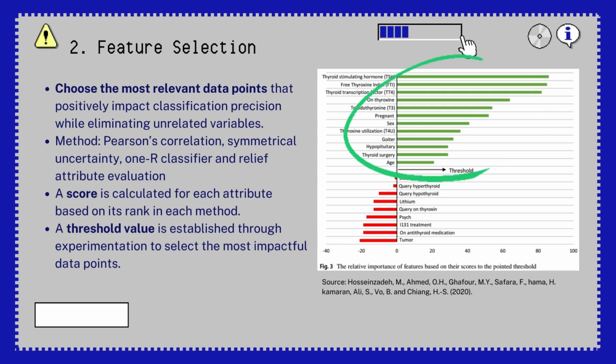Eventually, 12 features, in green, were chosen based on Pearson's correlation as it yielded the best results and aligned with known risk factors for thyroid disease.